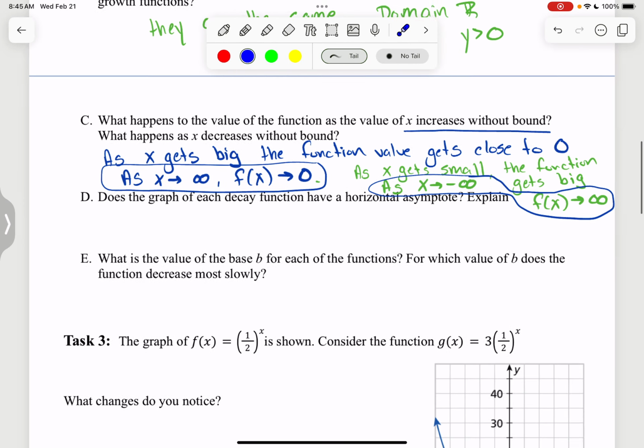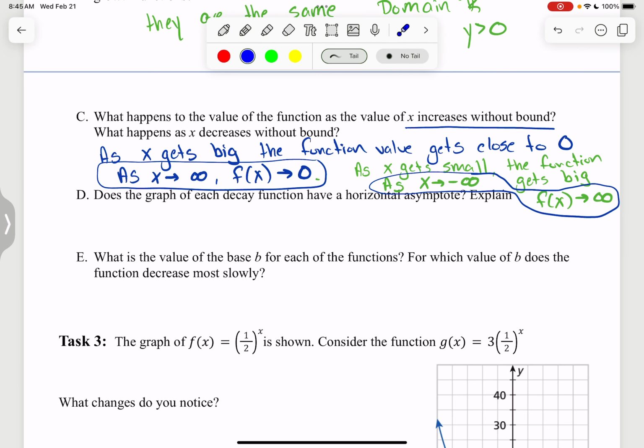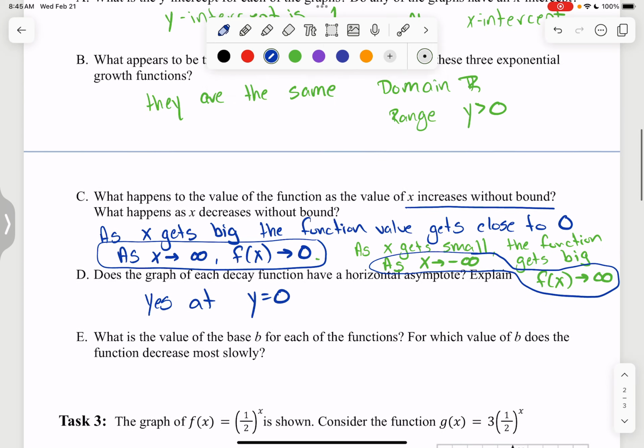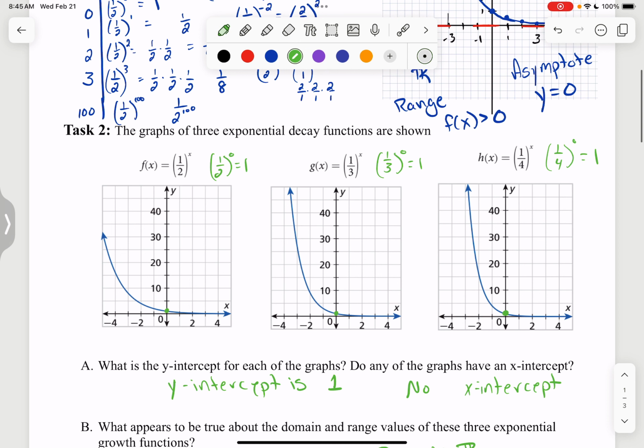Okay. Does the graph of each decay function have a horizontal asymptote? Well, we just discussed that. Yes, at y equals 0. It has the x-axis as that asymptote. What is the value of the base b for each of the functions? For the first one, the base b is 1/2. For this one, b is 1/3. And for this one, b is 1/4.